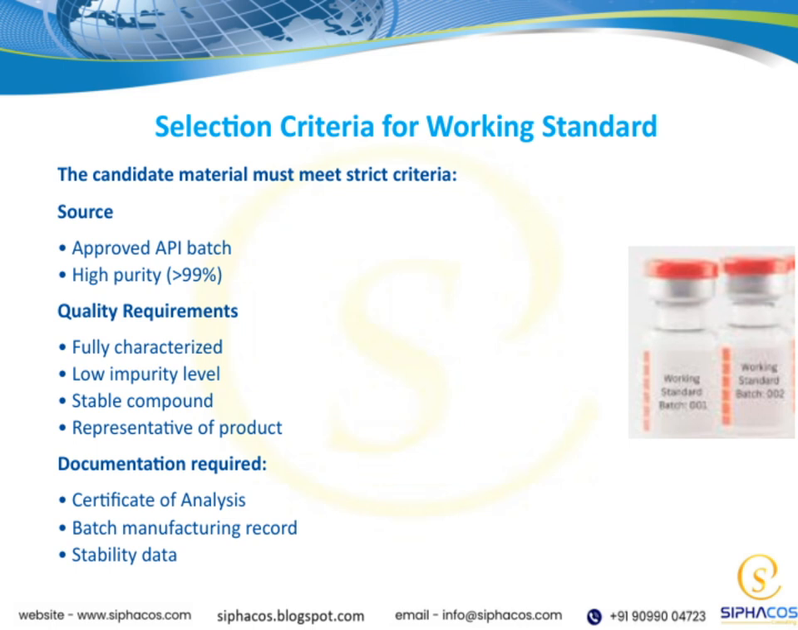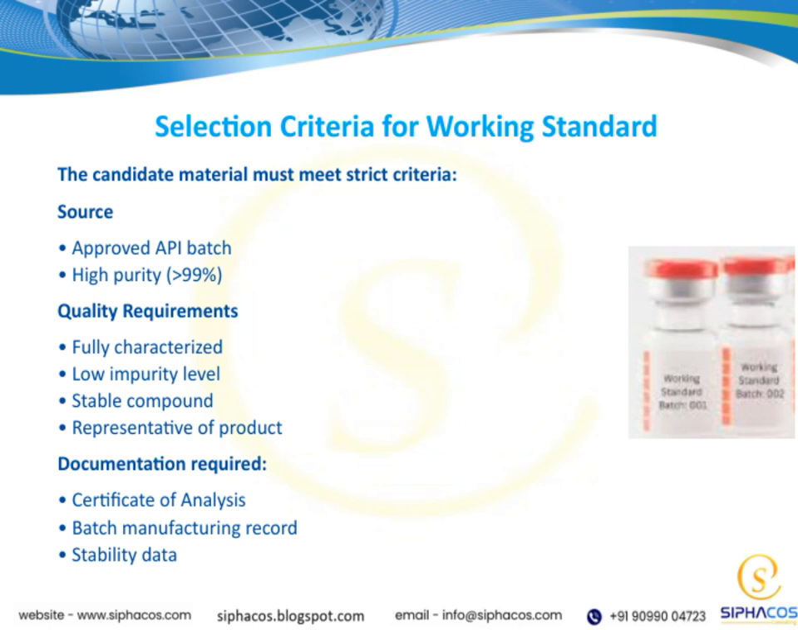Moving on to quality requirements, the material needs to be fully characterized. That means we should understand its exact properties and composition. It should also have a low impurity level, ensuring that impurities don't interfere with our results. Additionally, the compound must be stable over time, so it remains unchanged during storage and testing. And finally, it should be representative of the product we're working with, so it accurately reflects what we're analyzing.